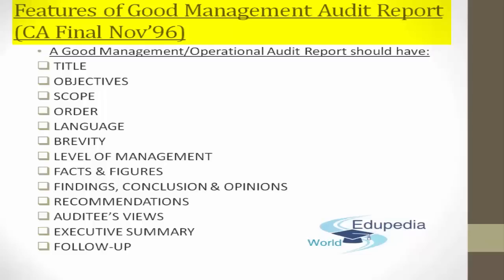So guys, those were the features of a good management audit report. This question was asked in the CA Final examination for November 1996. It contains title, objectives, scope, order, language, brevity, level of management, facts and figures, findings, conclusions and opinions, recommendations, auditee's view, executive summary, and finally concluding with the follow-up. So I guess you got complete clarity with respect to what needs to be done the next time you prepare a good management audit report.